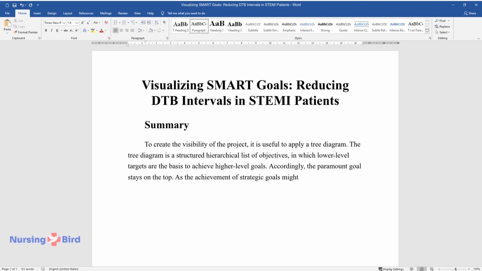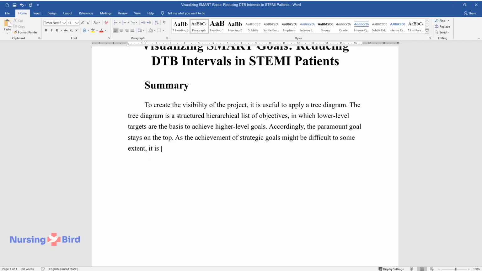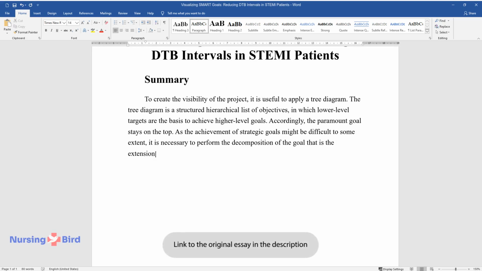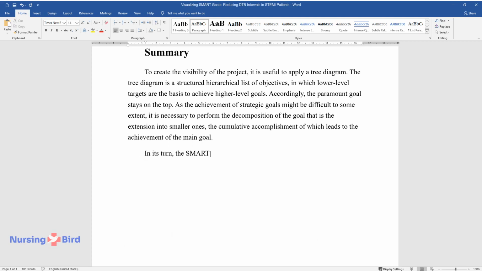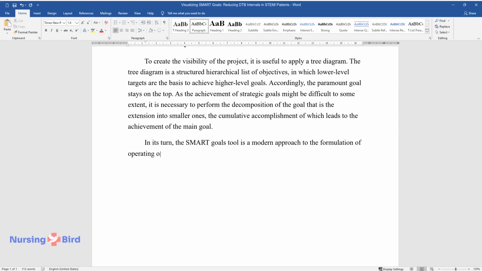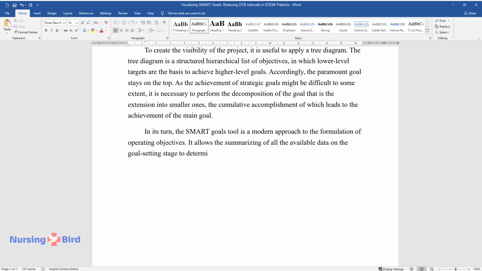As the achievement of strategic goals might be difficult to some extent, it is necessary to perform the decomposition of the goal, that is, the extension, into smaller ones, the cumulative accomplishment of which leads to the achievement of the main goal. In its turn, the SMART Goals tool is a modern approach to the formulation of operating objectives. It allows the summarizing of all the available data on the goal-setting stage to determine clear, precise, and specific objectives.